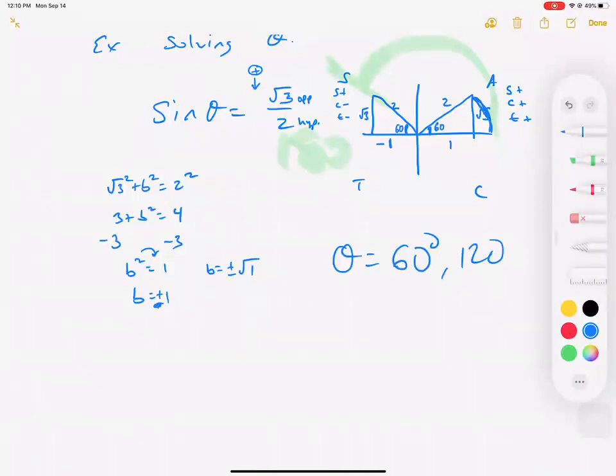We can try counting in radians. 60 degrees is the same as pi over 3 for us. Okay, so in radians, this could be pi over 3. And right here, we're 1 short, 2 out of 3. So 2 pi over 3.